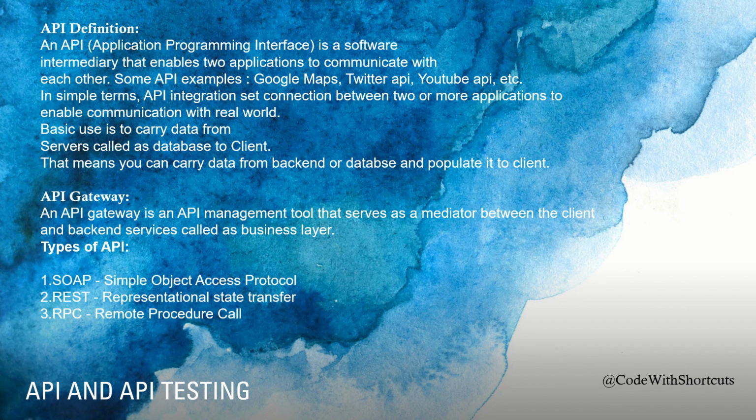Similarly, we have something called an API gateway. An API gateway is nothing but an API management tool that serves as a mediator between the client and the backend services, called the business layer. Now we have different types of API in our software industry. First one is SOAP, second REST, third is RPC. That we'll see in coming lectures.